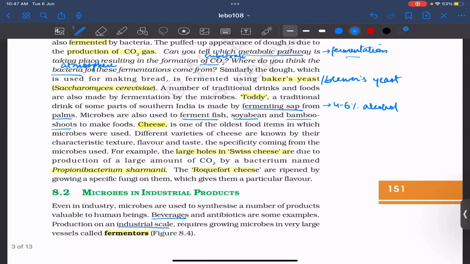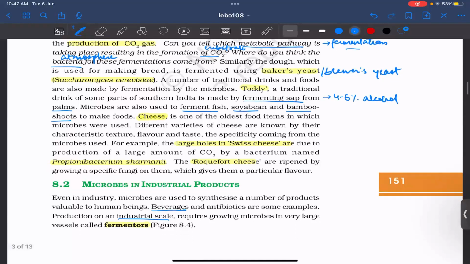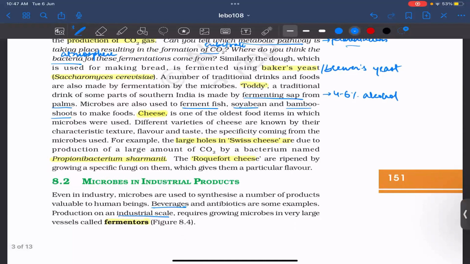The name is Saccharomyces cerevisiae. Also, there are many drinks which are formed through fermentation. For example, toddy, which is a traditional drink made from fermentation of sap from the palm trees. Toddy contains 4 to 6% alcohol. Then there are also fermented fishes, soya bean, bamboo shoots, etc.